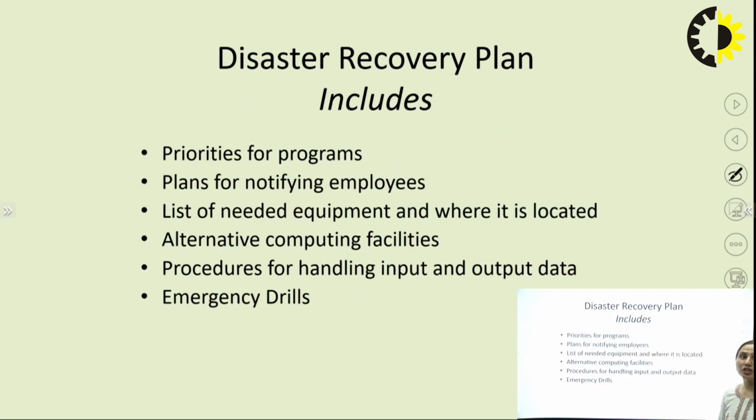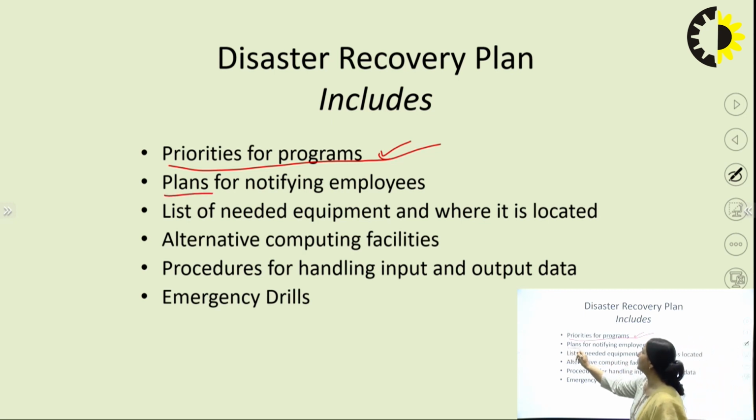Then it includes priorities for the programs. Based on the listing of the programs, proper priorities need to be set. Plans for notifying the employees: proper notification to employees should be done, and to notify them, proper plans need to be made well in advance. There should not be any situation where we are not able to notify the employees of an organization. Proper plans need to be in place, with the help of which the employees can be notified.